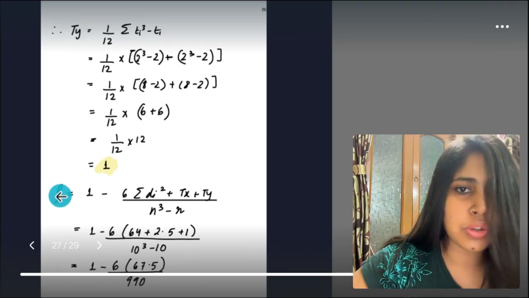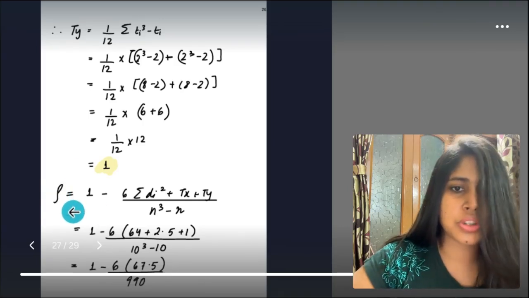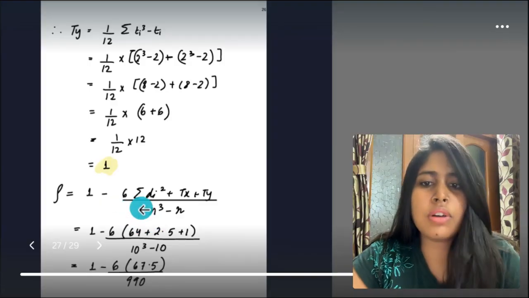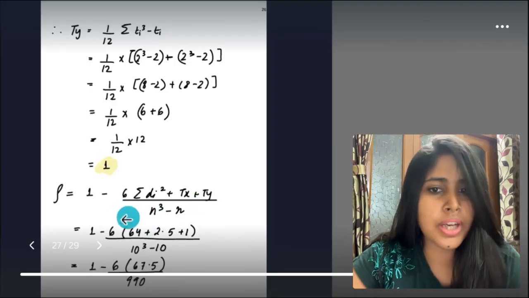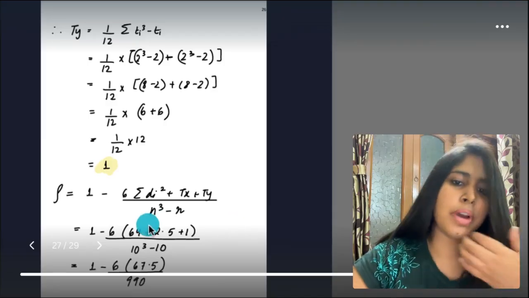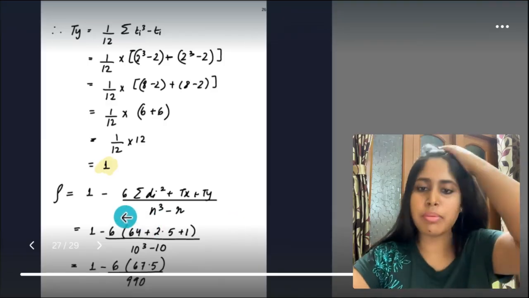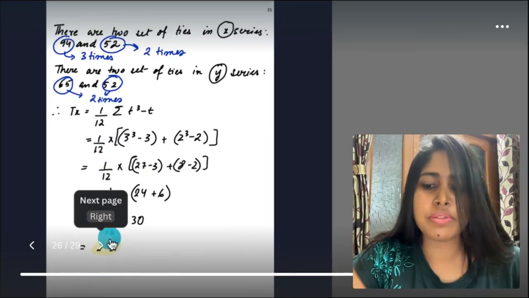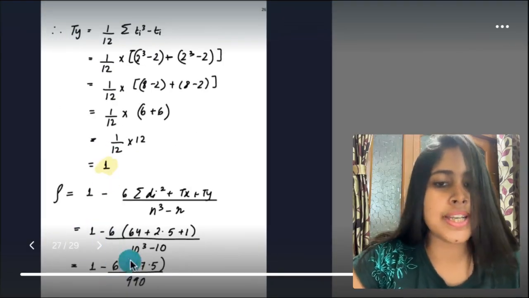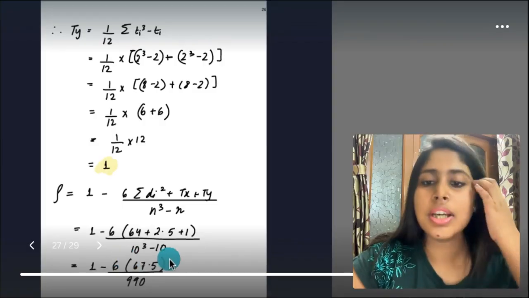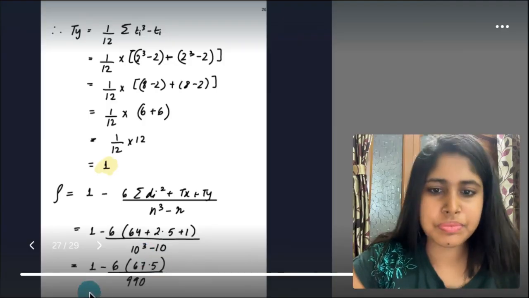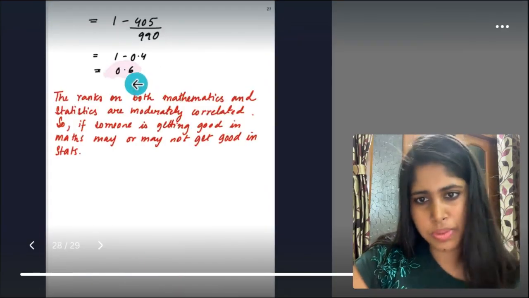Then we put the values in the original formula, which is rho is equal to 1 minus 6 into summation of di square plus tx plus ty, divided by n cube minus n. That is equal to 1 minus 6 into 64 plus 2.5 plus 1, divided by 10 cube minus 10. 10 is the total number of elements. The total number of candidates was 10 only, right? And then we get the answer to be 0.6.